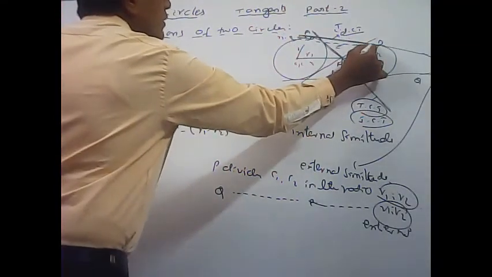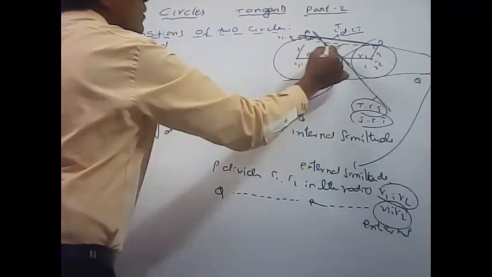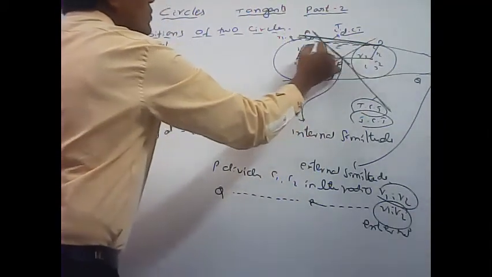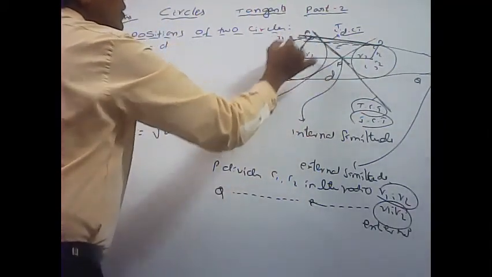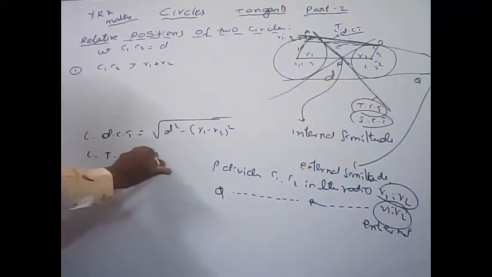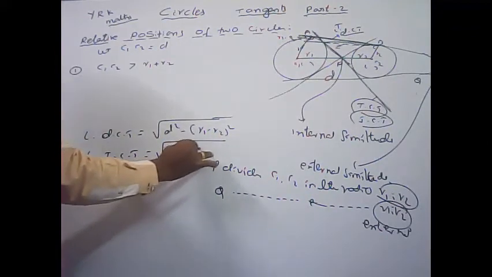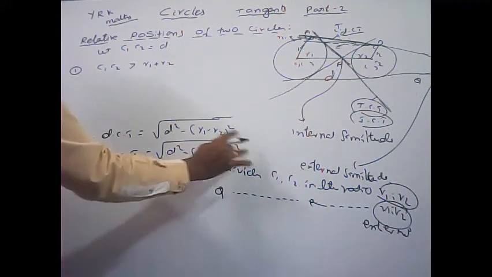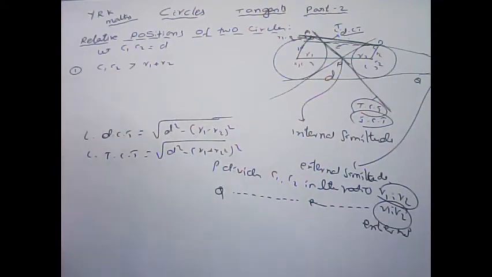here if I draw the perpendicular to this one, otherwise there is no need for derivations here. The length of the direct common tangent is root of d square minus (r1 minus r2) whole square. The length of the transverse common tangent is equal to root of d square minus (r1 plus r2) whole square. That is the length of the transverse common tangent. There we can get the right angle triangle and use the Pythagorean theorem, we can get that only.